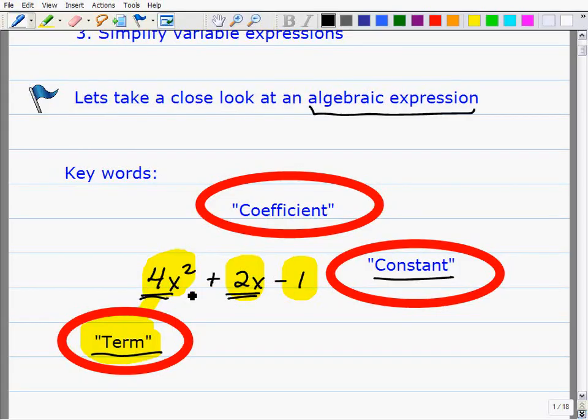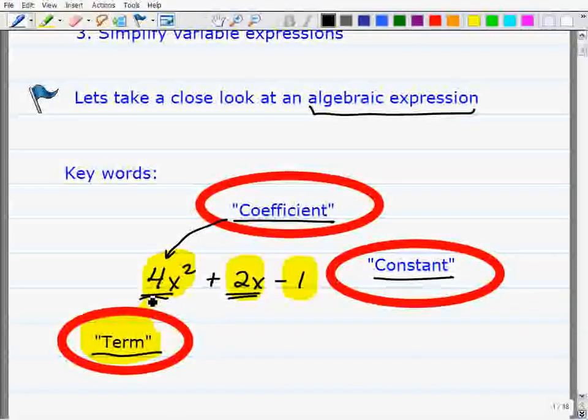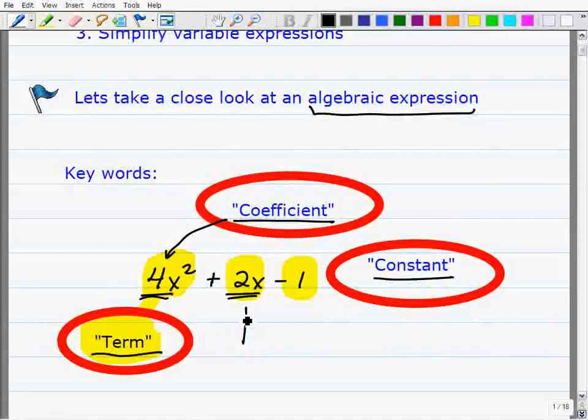Let's take a look at our last keyword here, and that's coefficient. That's how you say that word, coefficient. And coefficient is the number in front of the variable in a term. So in 4x squared, the 4 in front of this x squared part we would refer to as the coefficient of that term. If I asked you what's the coefficient of 2x, you would say 2. Because 2 times x makes up the entire term, but the number in front of the variable is the coefficient.